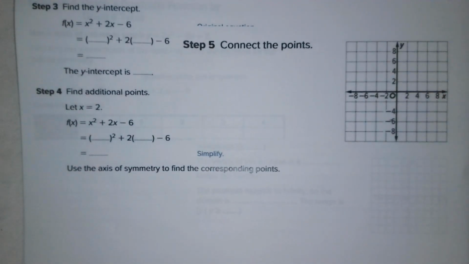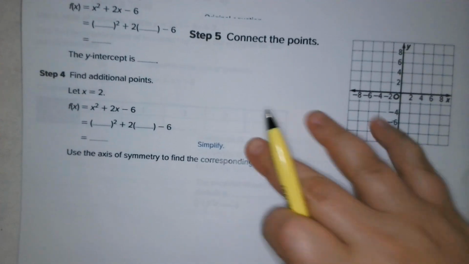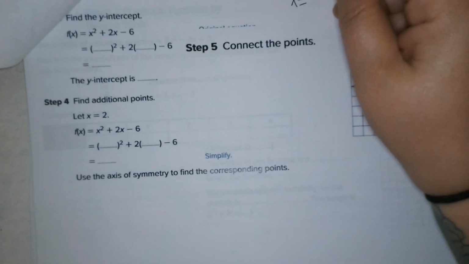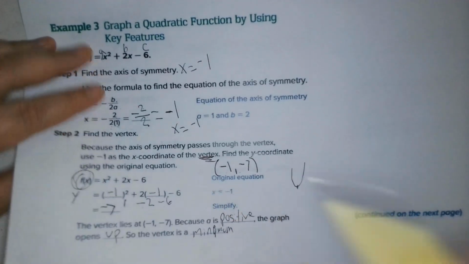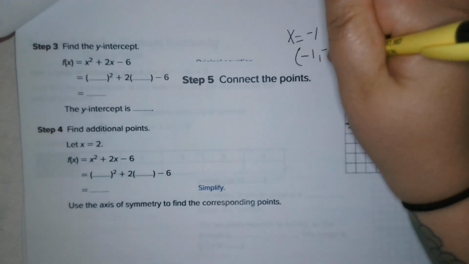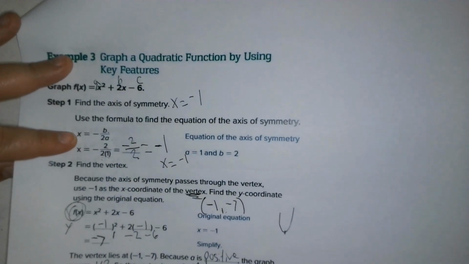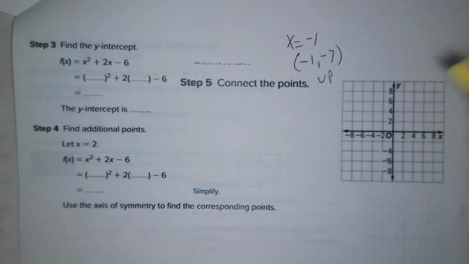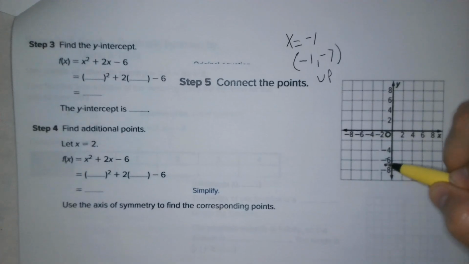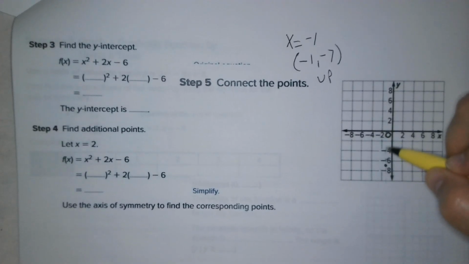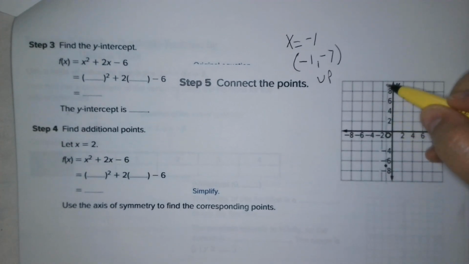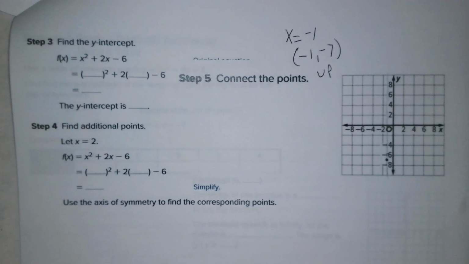Let's go ahead and plot our vertex because we know it, right? So let me write the information I know from this page. My axis of symmetry is x equals negative 1. My vertex is negative 1, negative 7. And I know the graph opens up. So let's do that. So I've got negative 1, negative 7. There's my vertex. I'm going to do a dotted line, kind of a really faded line, just so that you know this is going to be our axis of symmetry. It's going to be on there somewhere.